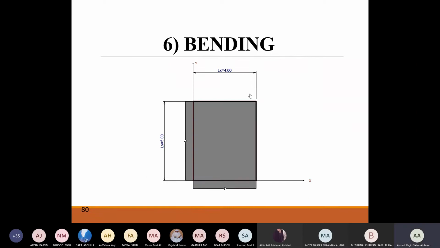You can see that this is disconnected from here, and this is disconnected from here. Now you should be able to know how to draw the bending moment diagram for slabs. You can see that your bending moment is in this shape. Do you agree?